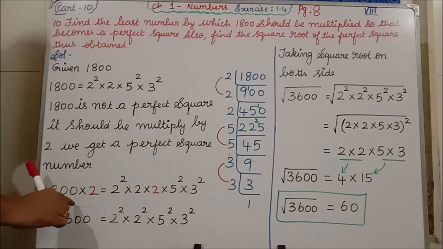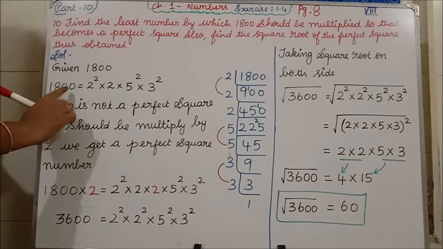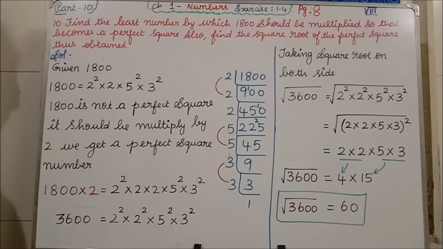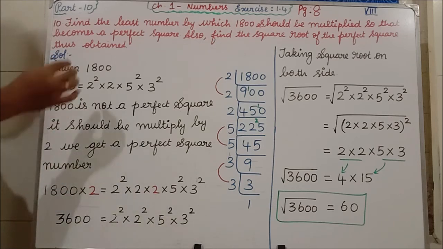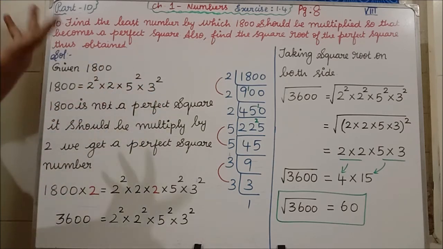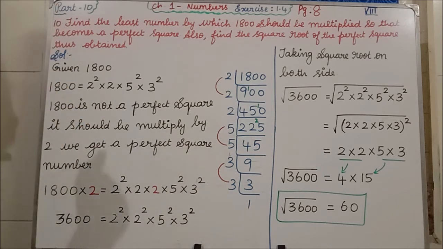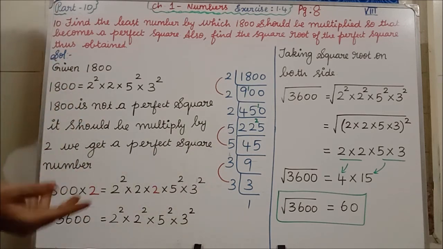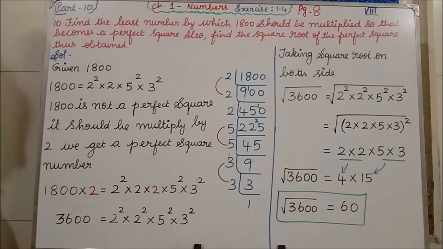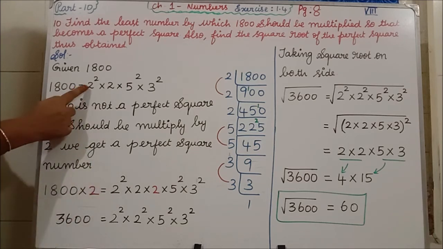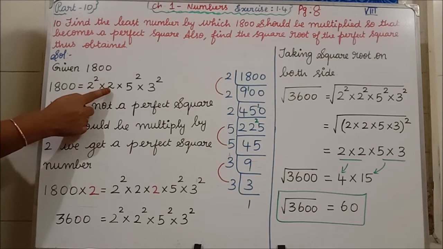So we are multiplying 2 on the left-hand side and as well as on the right-hand side. Clear? Similarly, suppose for example, if you do not have a pair for 3, then you have to multiply 3. Clear? Whichever number does not have the pair, that number you have to multiply. Clear now? Now 1800 into 2 is equal to 2 square into 2.